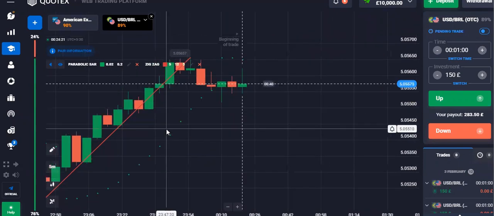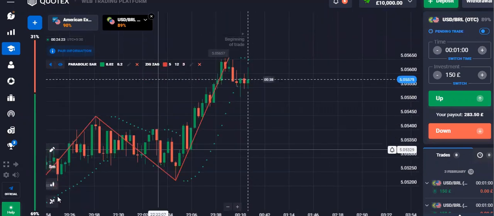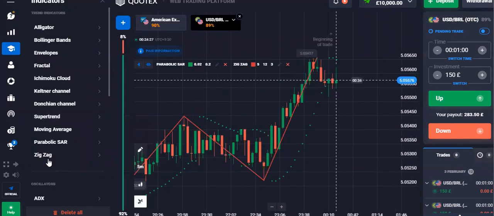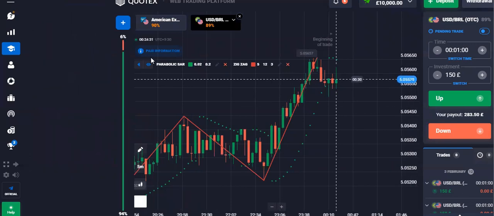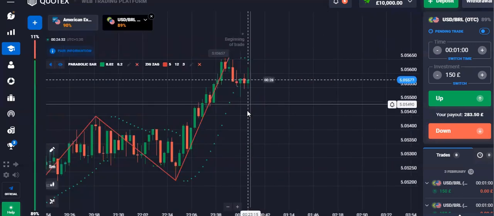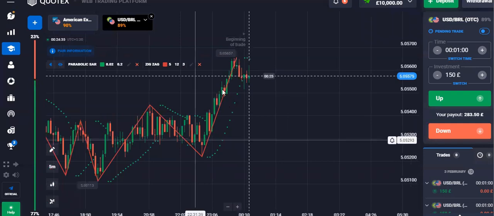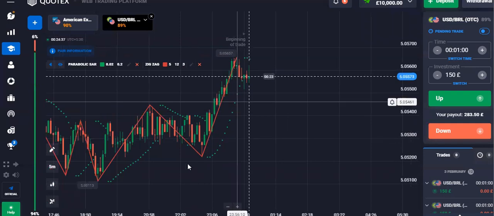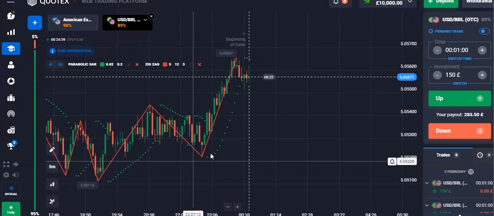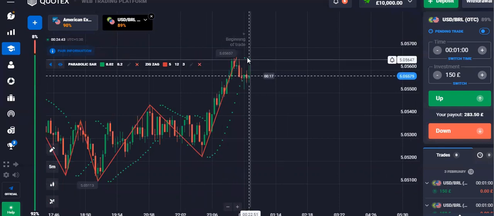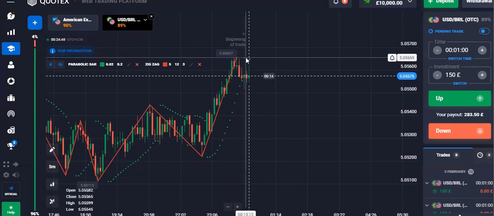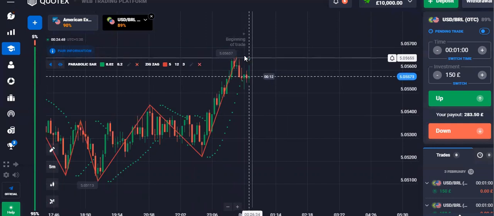Now, in this situation, we are using two indicators. As you can see, we are using the parabolic SAR and the zigzag, which are two famous ones. Before going further, you have to always understand what is the purpose of a zigzag and what is the purpose of a parabolic SAR. Parabolic SAR acts as a support, and the parabolic SAR at the top is acting as a resistance.